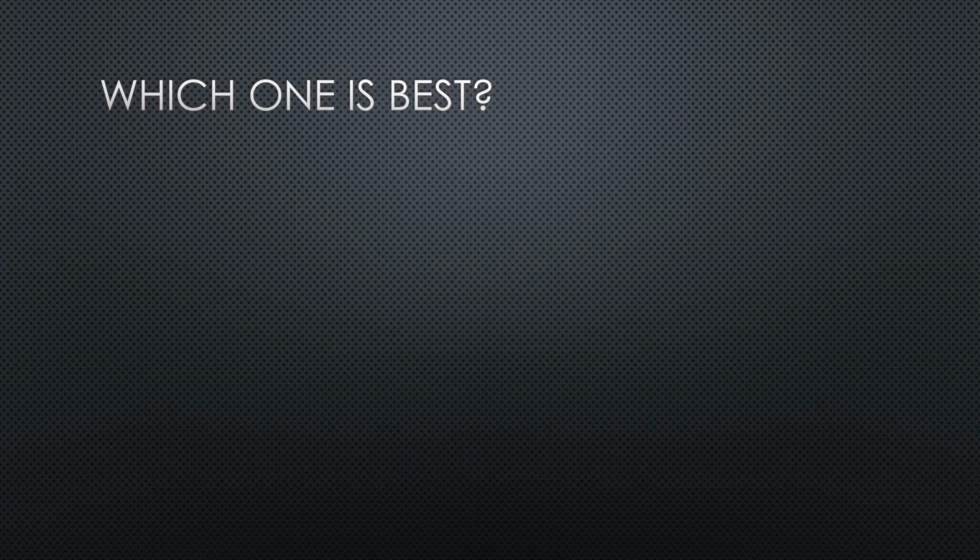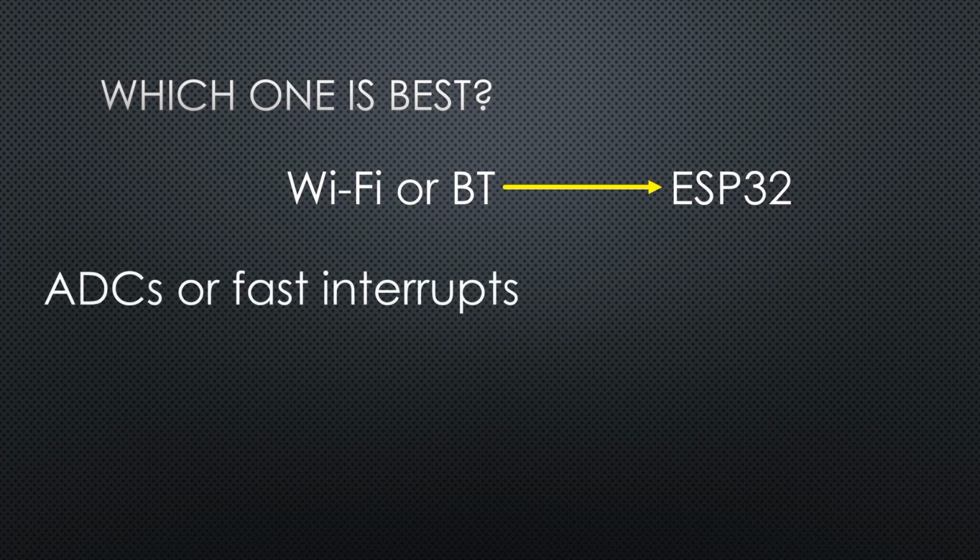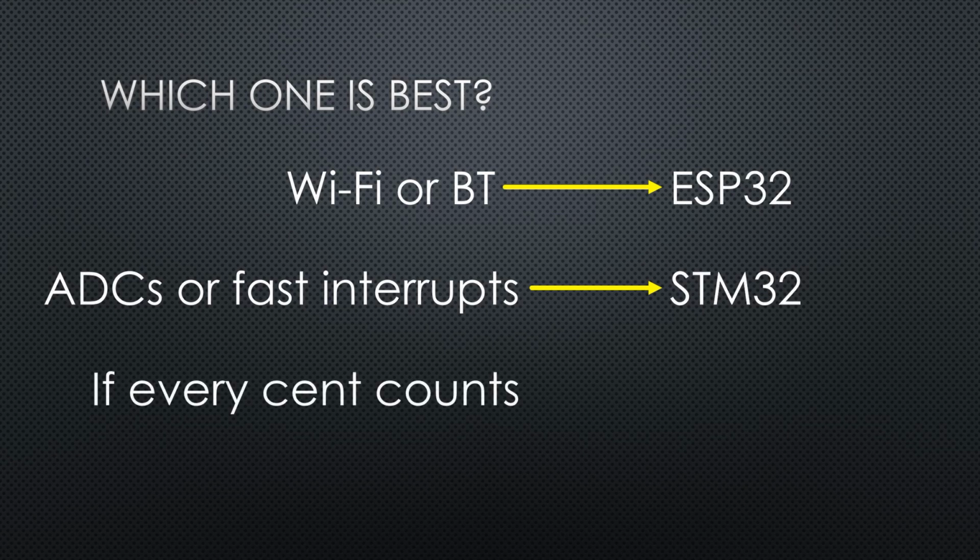The first question is always, do we need Wi-Fi or Bluetooth? If so, the ESP32 is the right choice. In principle, you can add an ESP01 or a Bluetooth port to an STM32 project to get connectivity. But this is probably the exception. If you need useful ADCs or fast interrupt handling, the STM32 definitely is the better choice. And if every penny counts, too.